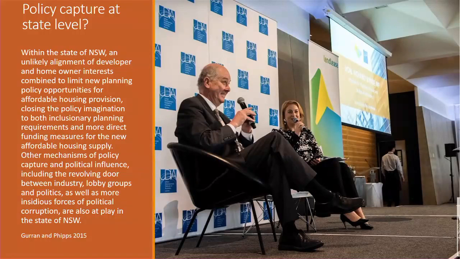So I would wonder how much this statement holds when they're made. I'll read it out, you can't read it. Within the state of New South Wales, an unlikely alignment of developer and homeowner interests combined to limit new planning policy opportunities for affordable housing provision, closing the policy imagination to both inclusionary planning requirements and more direct funding measures for the new affordable housing supply. Other mechanisms of policy capture and political influence, including the revolving door between industry, lobby groups and politics, as well as the insidious forces of political corruption, which according to Anthony Albanese he's never seen, are also at play in the state of New South Wales.